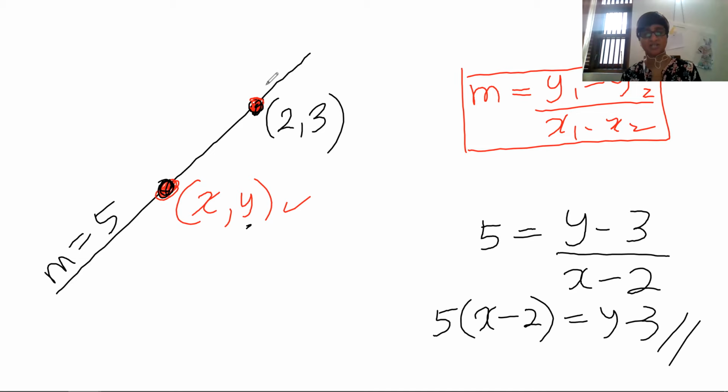And for I think it was Afra who asked, it could have been 3 minus y over 2 minus x, still the same. But as a standard, we always go y minus the number and x minus the number. There is nothing wrong if you swap the order, but it has to be the same order in both. That's what you have to remember. Is that clear?